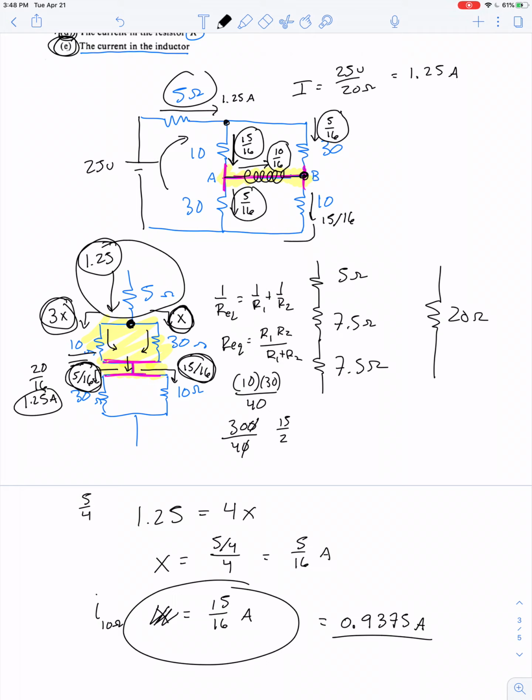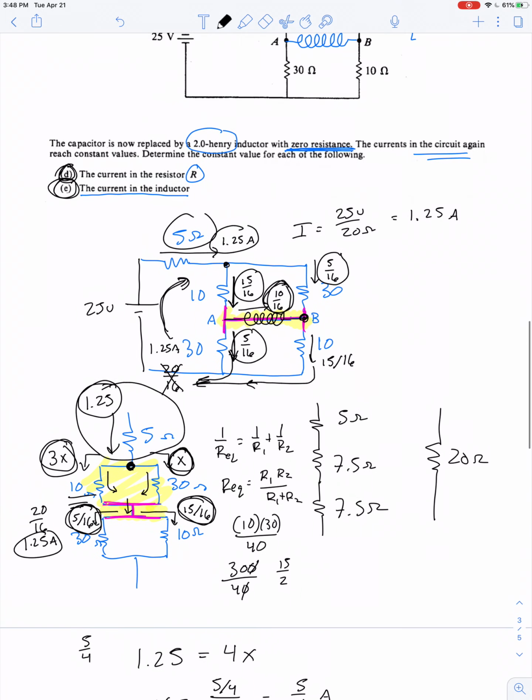And now this 15/16 of an amp joins up with this 5/16 of an amp to give us a total of 20/16, but that's the same thing as 1.25 amps, and it all makes sense. So the amount of current through the inductor is 10/16 of an amp. If you'd rather state that as a decimal, 10/16 of an amp is 0.625 amps.